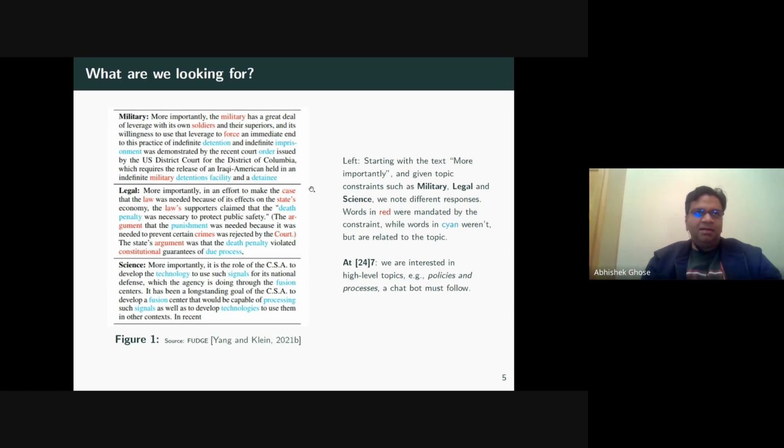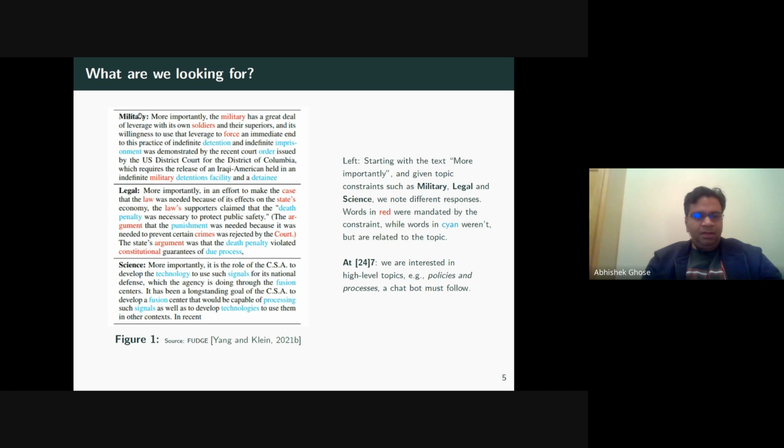So I said that you are imposing some constraints on the generated text. So now the question is, what exactly are we looking for? What would be some examples of the outcome we are shooting for, right? And this is an example from the FUDGE paper, right? So these are all output responses from a base language model, and the input prompt to all of these examples was the phrase "more importantly," right? You'll see "more importantly" is the prefix for all of these output responses.